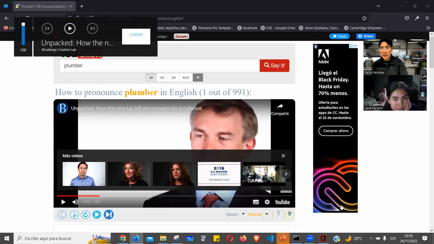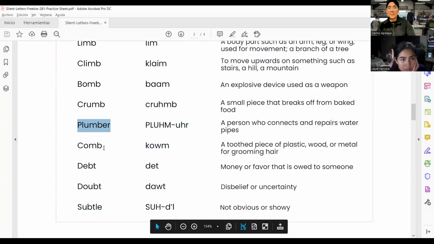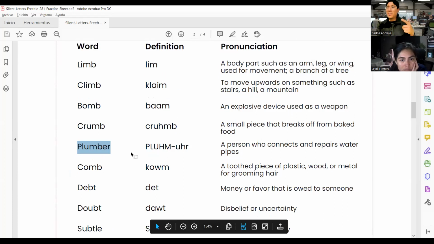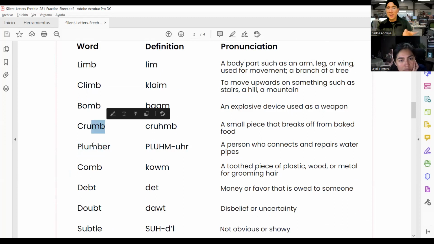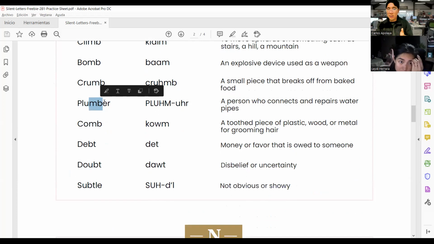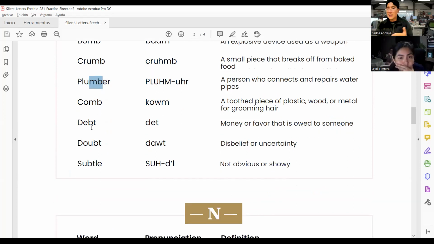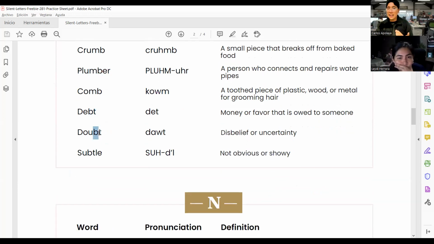Okay. Then we have comb, and as you can see here, we have another pattern. We have MB, MB, MB. So when you have MB, you drop the B out. Comb. The same here, we have debt, doubt.